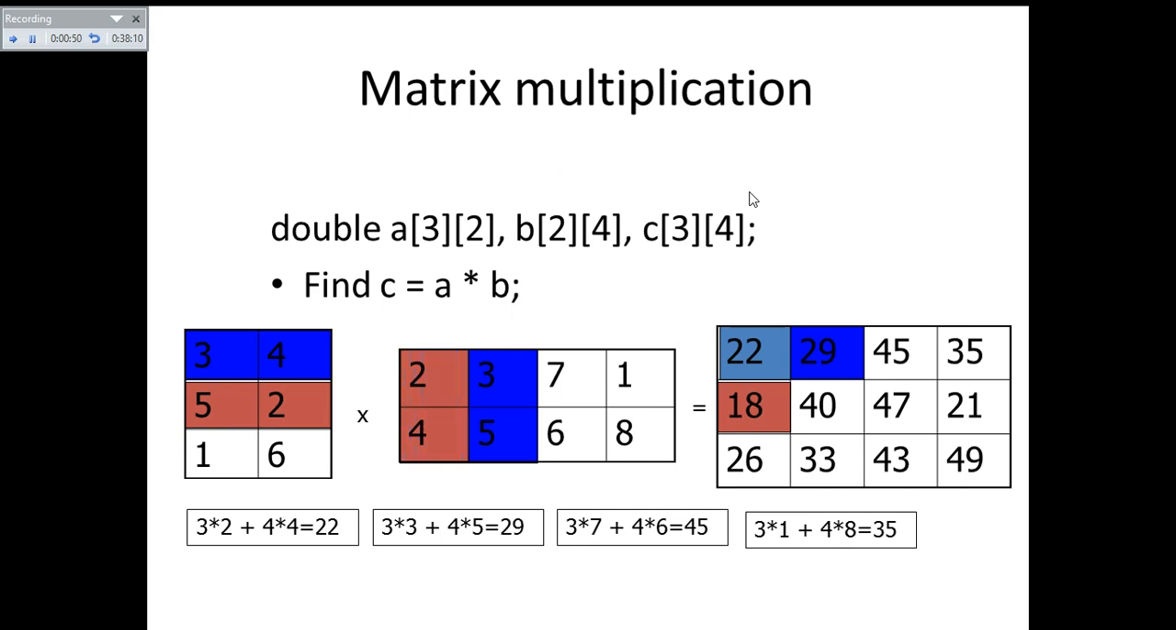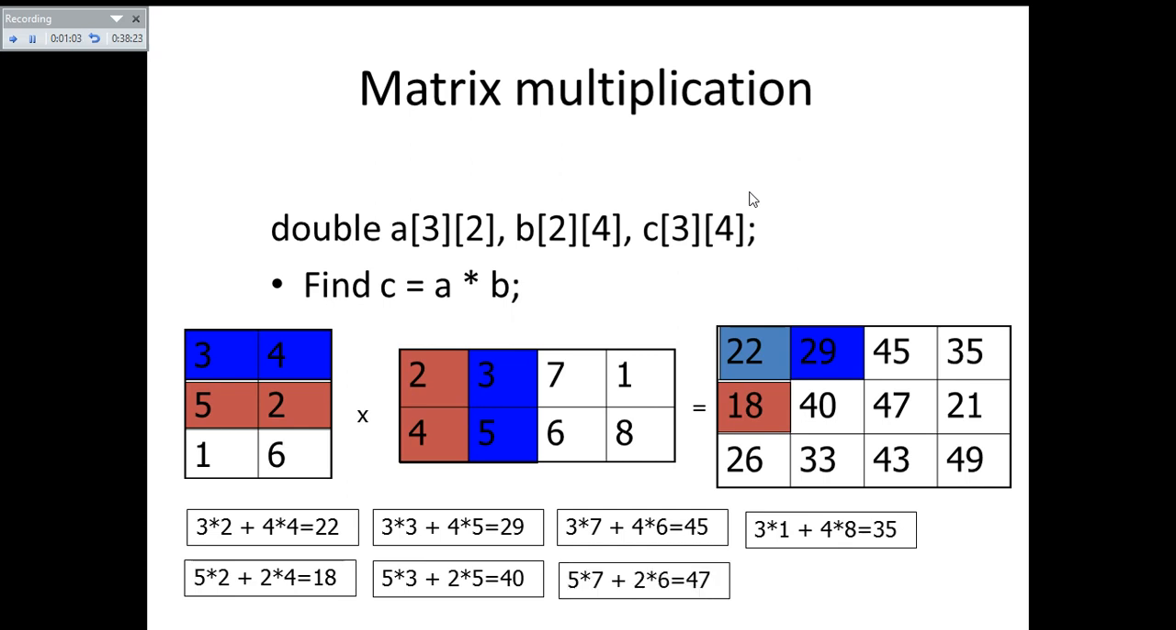Like this you can observe 5 2 is multiplied with 2 comma 4, so that you will get the result 18. And then 5 2 is multiplied with 3 5 and you will get 40, and 5 2 is multiplied with 7 6 you will get 47, and again 5 2 is multiplied with 1 8 you will get 21.